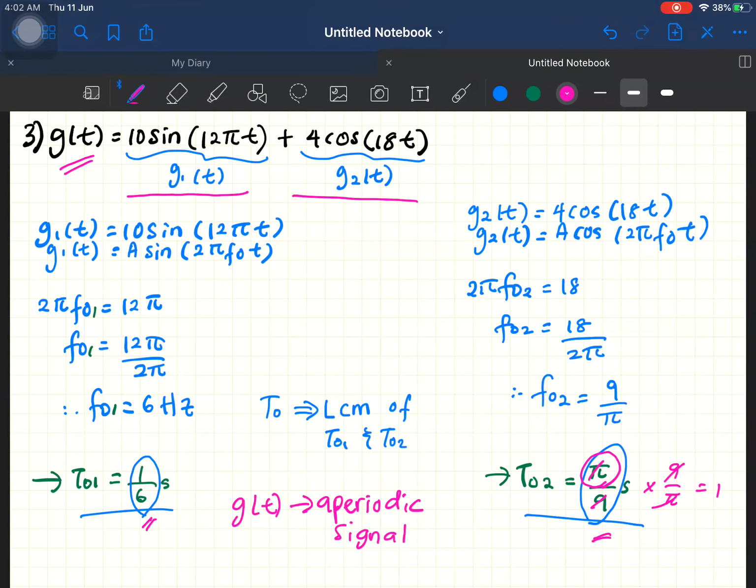Okay, so that's all for this video. I hope it is clear on how to determine the fundamental period and fundamental frequency of a periodic signal. Okay, so I will see you in the next video.